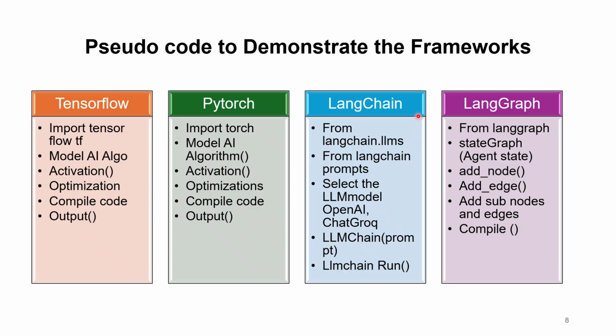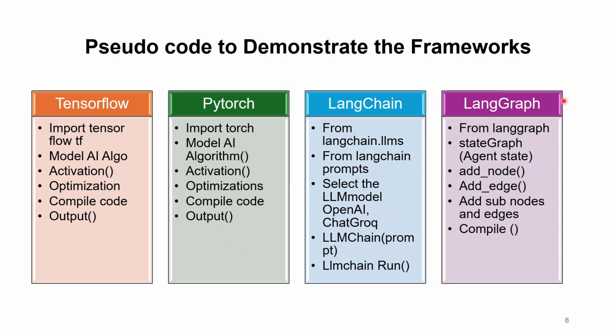If you want to build AI agents or agentic AI systems, multiple agents, then use LangChain and LangGraph. In LangChain, the first line in the code is from langchain LLMs, then prompt templates. Then you have an LLM model like OpenAI. Then call LLMChain passing the prompt template as an argument. Then you have LLMChain run to run the code and execute it.